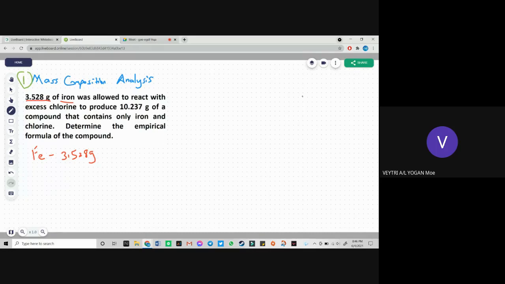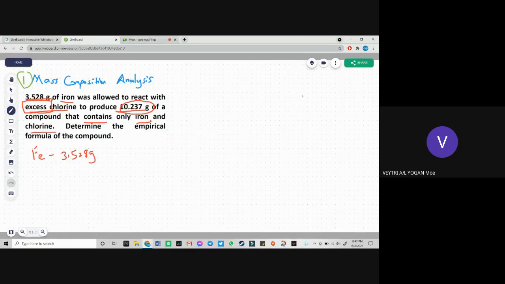Was allowed to react with excess chlorine to produce 10.237 gram. Okay, maksudnya iron plus an unknown amount of chlorine, you will get 10.237 gram. Maksudnya product atau compound which is produced lah in the final step, okay? Now, kalau dia cakap dekat sini excess, you tak tahu kan what is the value. Tapi, they have already given you the mass and it's clearly stated that it contains only iron and chlorine.